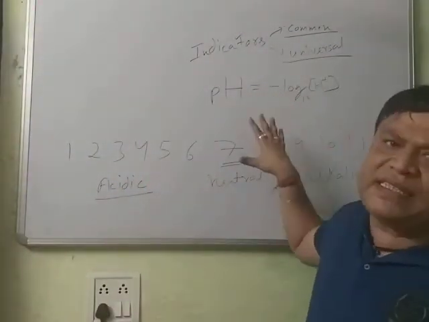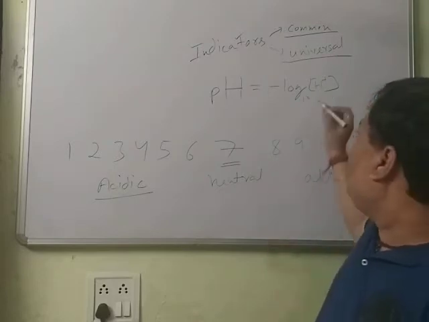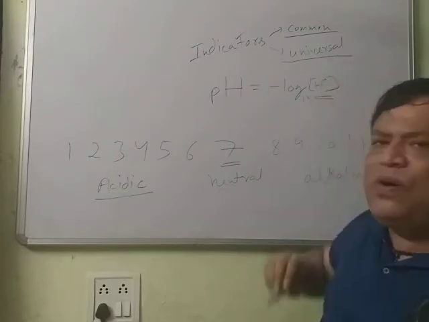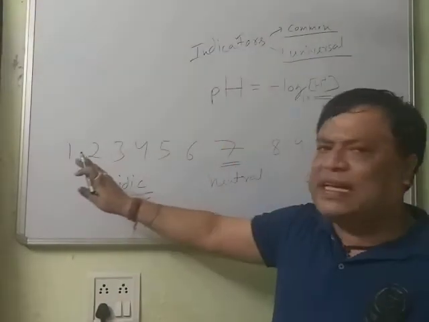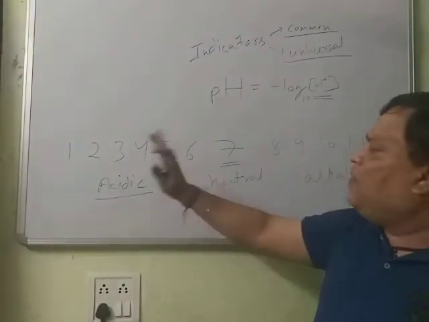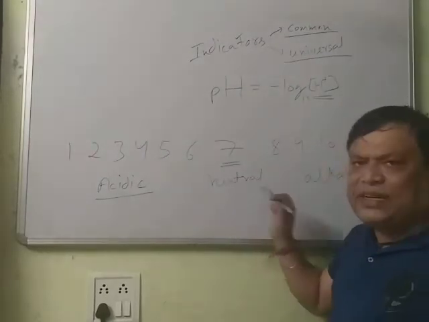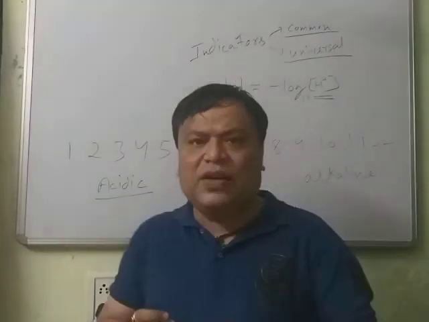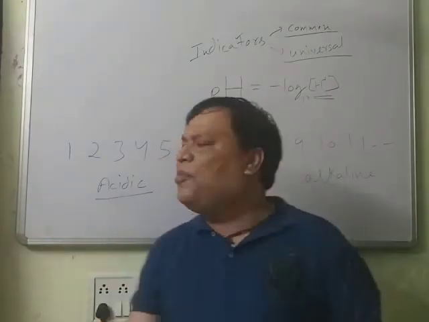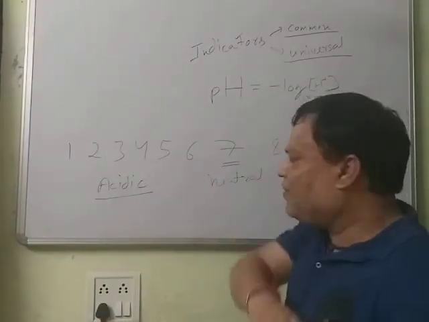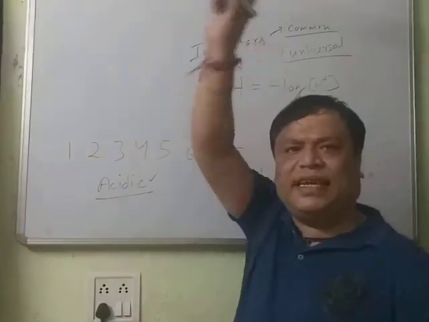Which scale? pH scale. The pH scale basically gives you hydrogen ion concentration. It's a scale in which numbering is there. So we take 7 as the neutral. So if any solution has a pH of 7, we call it neutral. But what if the solution has pH less than 7? Then it will be acidic in nature.